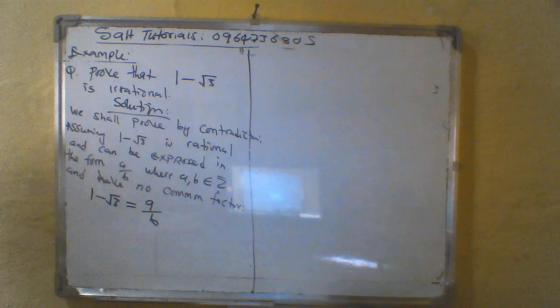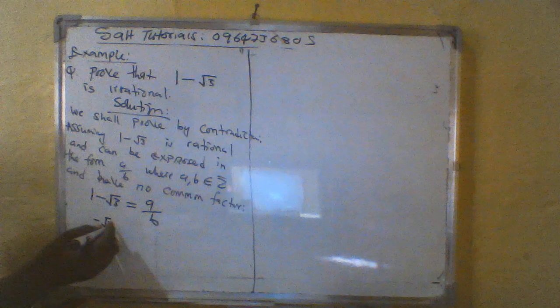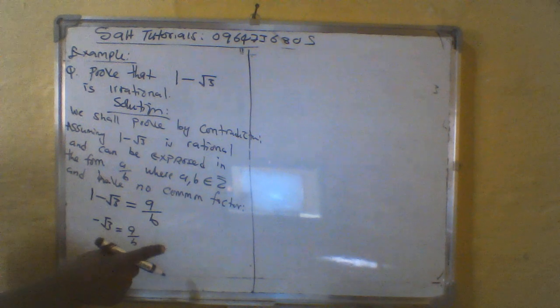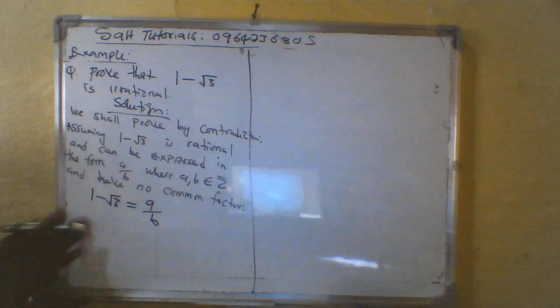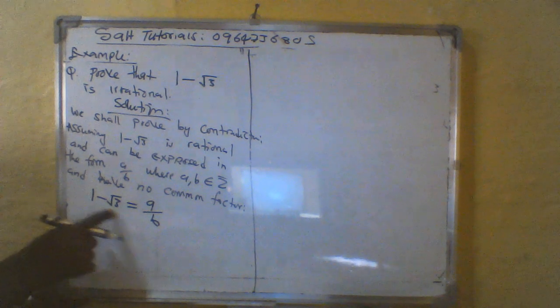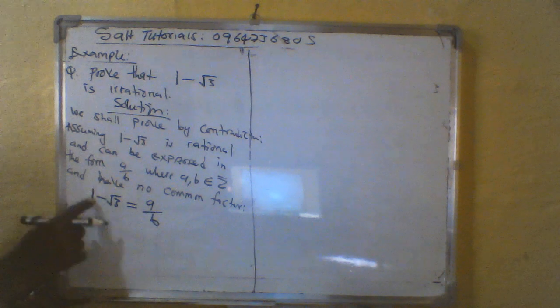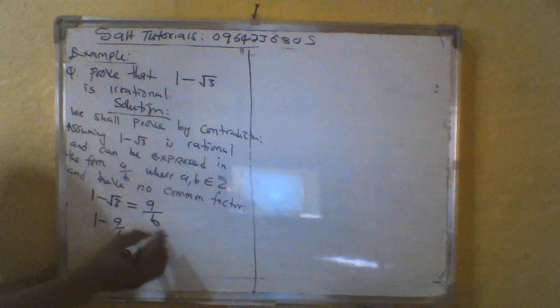Next, I'm trying to make the root 3 term the subject. The best would have just been: I have 1 minus root 3 equals a over b. Make the radical the subject. So this one can cross to the other side, and it becomes 1 minus a over b equals positive root 3.